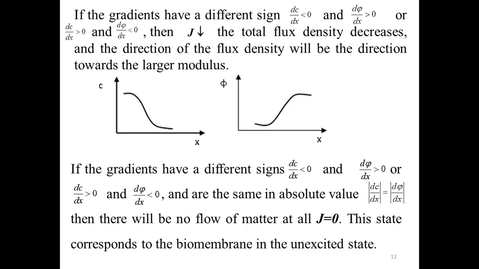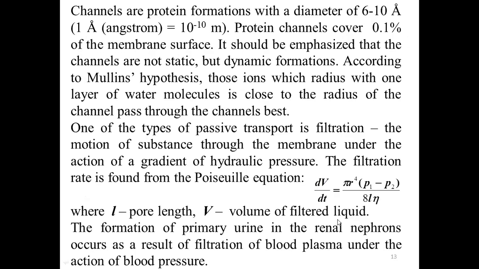When these gradients are the same in absolute value but have different signs, there will be no flow of matter at all. Our flow equals 0, and this state corresponds to the biomembrane in the unexcited state.